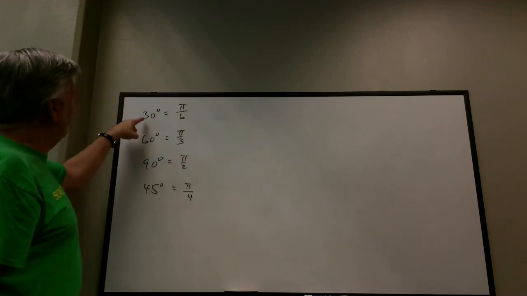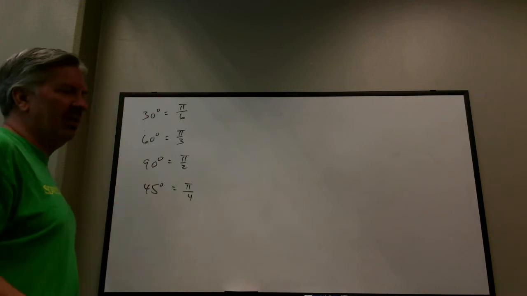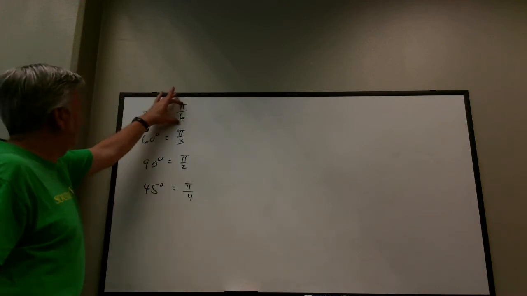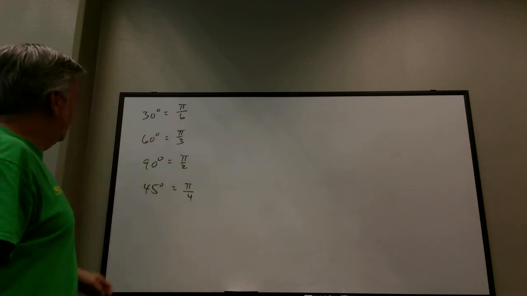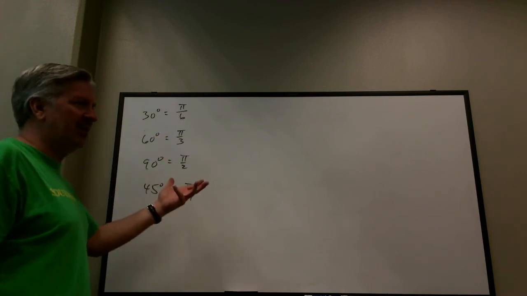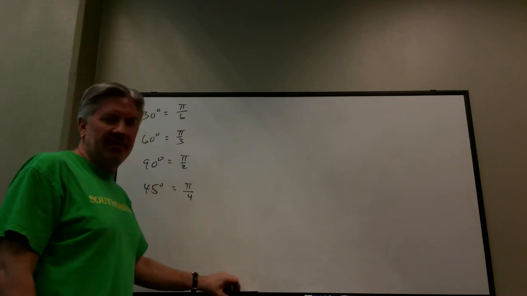Notice the product is always 180. 30 times 6, 60 times 3, 90 times 2, 45 times 4. But these are ones you probably just want to memorize. But this is easy. There's a 3 and a 6. So if it's 30 degrees, it's a 6. If it's 60 degrees, it's a 3. Again, pi radians is 180 degrees, so half of that, 90, would be pi over 2.